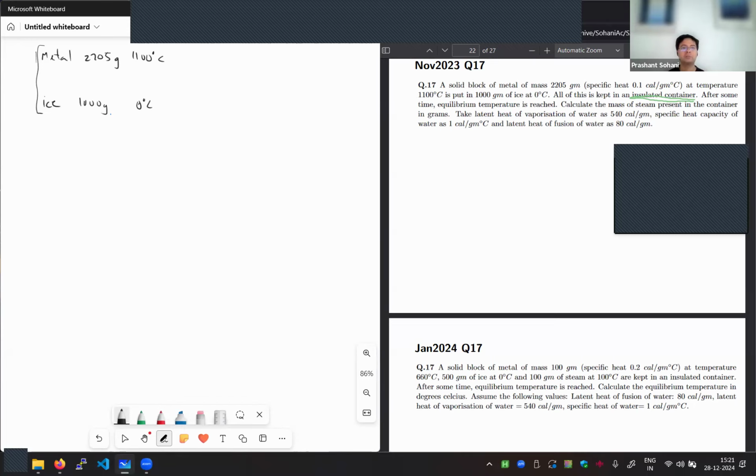The metal is hot, the ice is cold. So the metal is going to start cooling down and the heat will transfer from the metal to the ice. Remember the principle that heat lost by the metal is all the heat absorbed by the ice. After some time, equilibrium is reached and the whole system will come to some common temperature, T. And what is the question saying? Calculate the mass of the steam present.